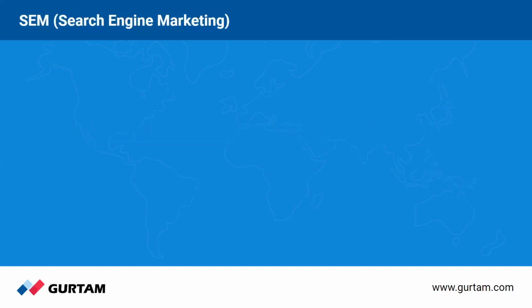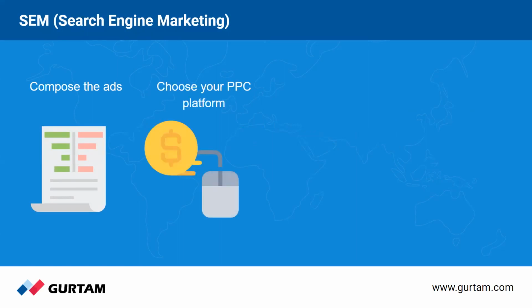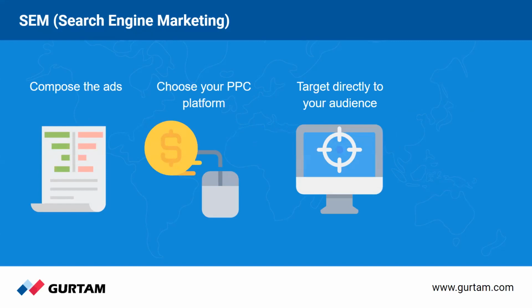So first of all, when you start search engine marketing, you must compose the ads and choose your PPC platform. You can choose Google Ads, Bing Ads, or other search engines. Then you must target directly to your audience. Every network that provides you services as a PPC platform can give you some settings to target your audience very clearly and directly.